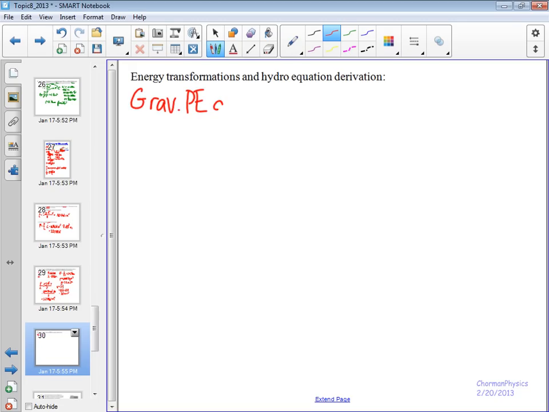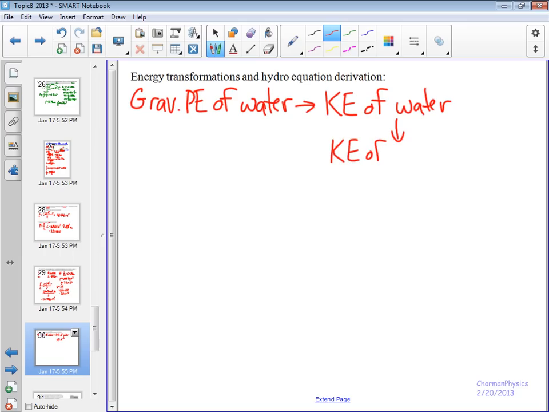So, really quickly here we go from gravitational potential energy of the water, to kinetic energy of water, and that kinetic energy of the water goes to kinetic energy of the turbines, and as always, spinning magnets in a coil goes to electricity.